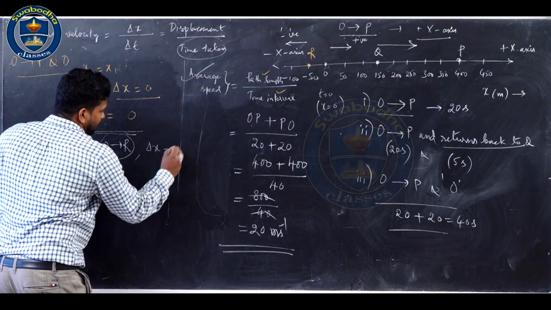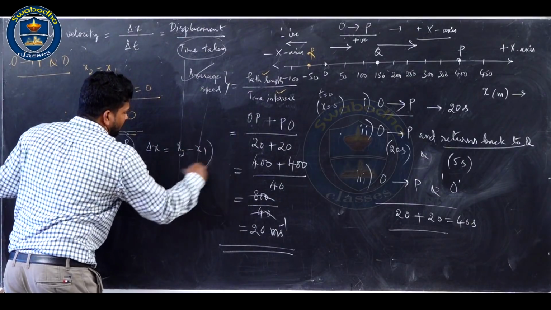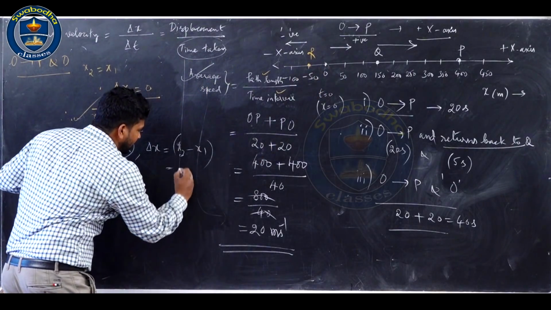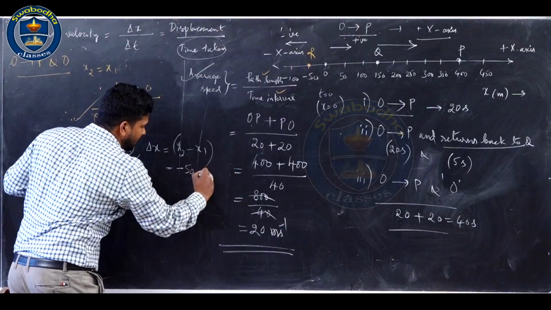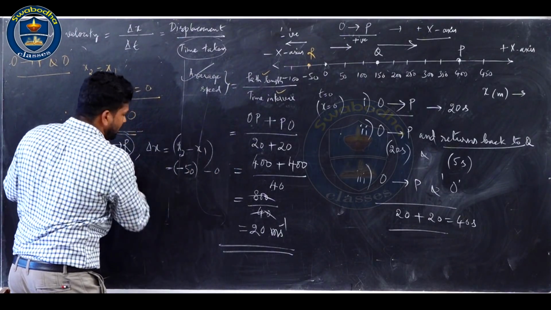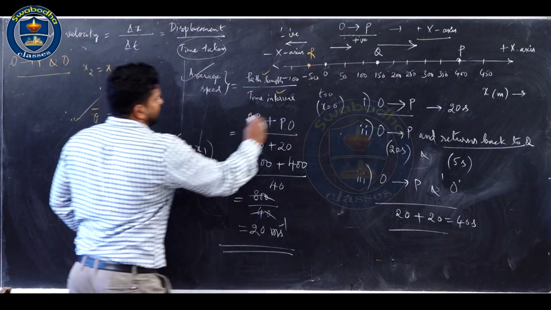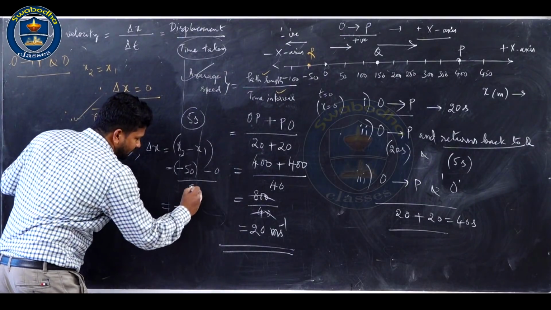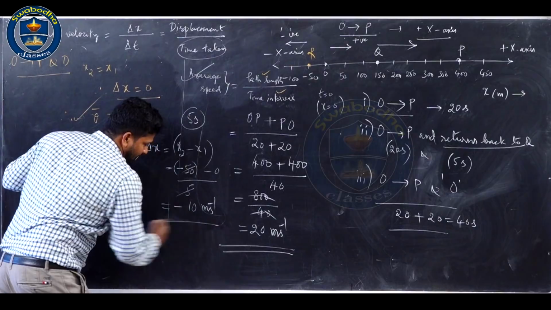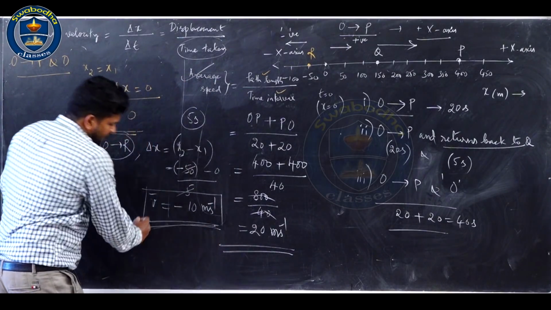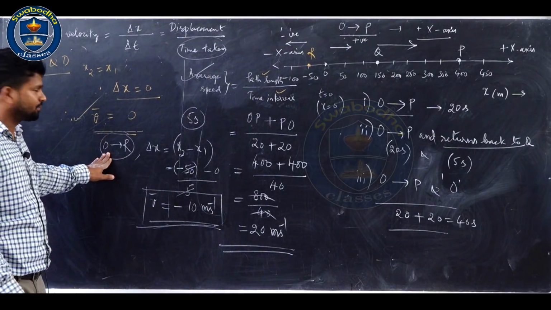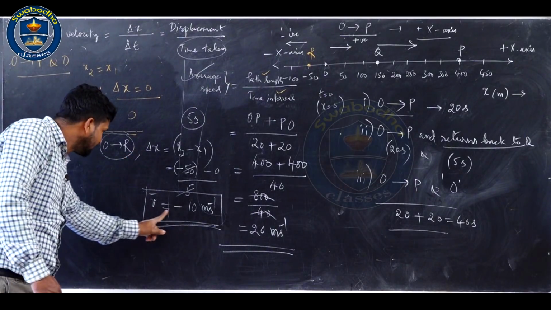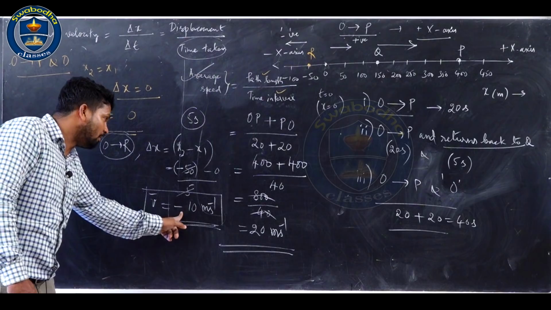What is delta x? Delta x is x2 minus x1. What is x2? O to R. R is to the left of O, so that is no doubt minus 50. Minus 50 minus x1, which is 0, divided by the time. Say it takes 5 seconds from O to R. Therefore, minus 50 divided by 5 is minus 10 meter per second. So here the average velocity, for the case the body is moving from O to R, is minus 10 meter per second.